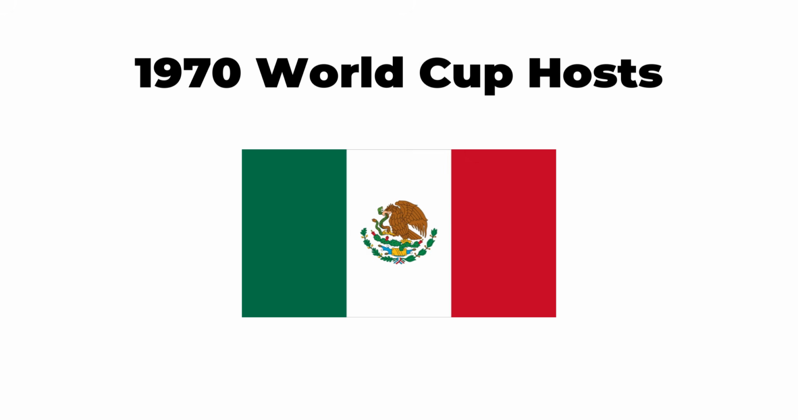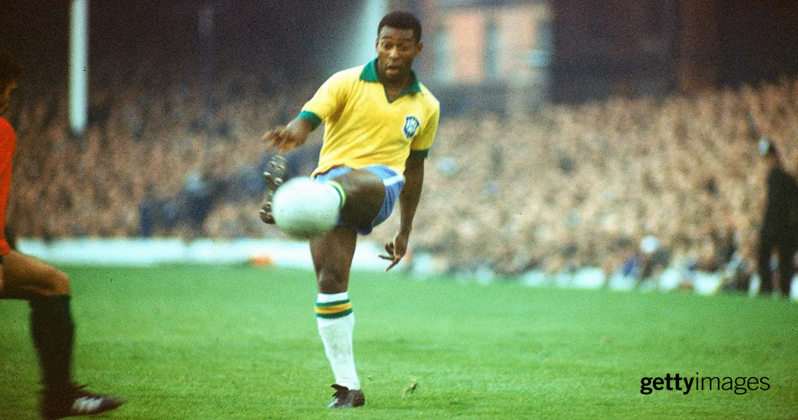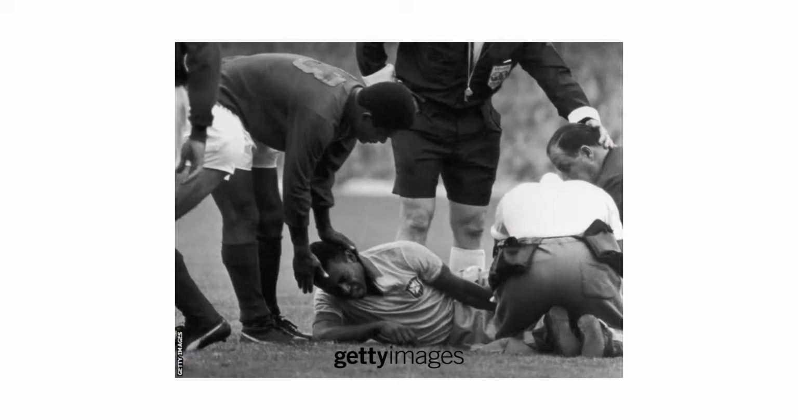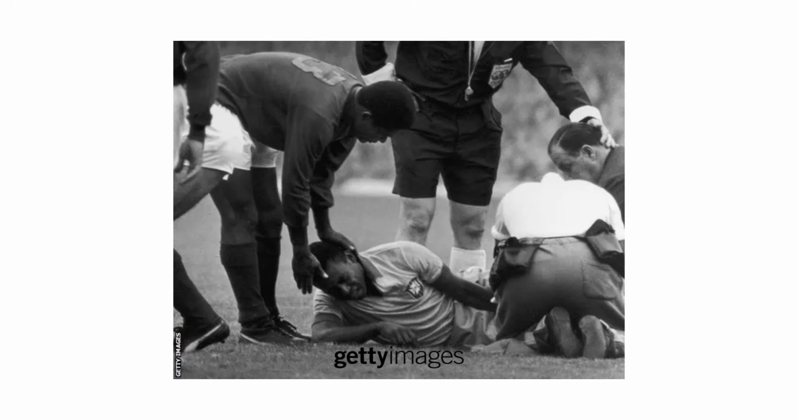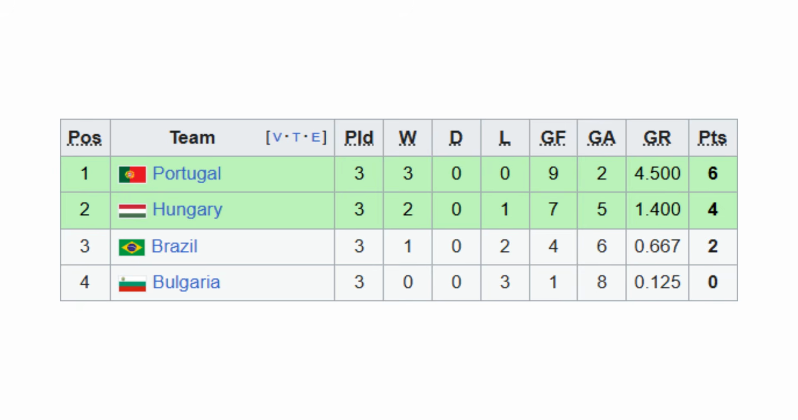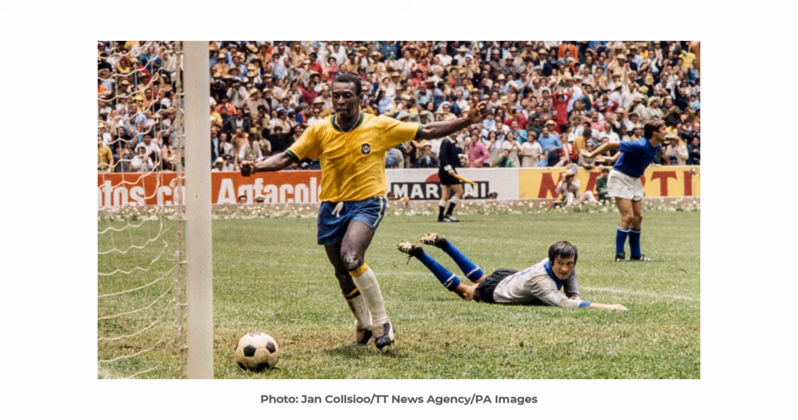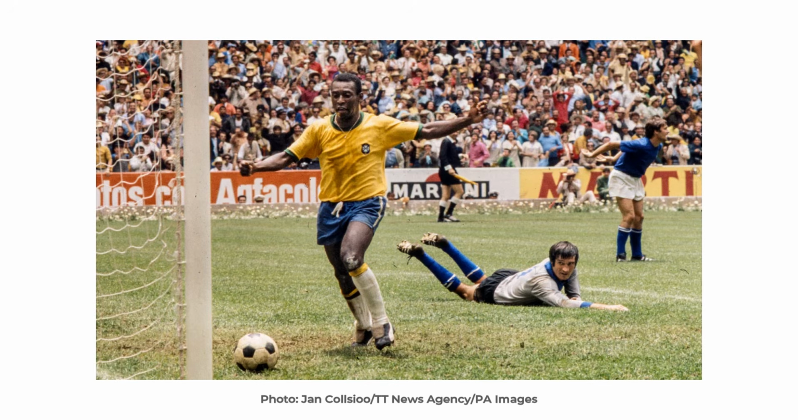1970, and we're going to Mexico now. 4 years prior, Brazil's Pele suffered a series of falls and was forced out of the tournament yet again due to an injury. This time around, the loss was too big of a blow for Brazil, who were eliminated in the group stage. But now, in Mexico, Pele had his last World Cup, so he had to deliver.